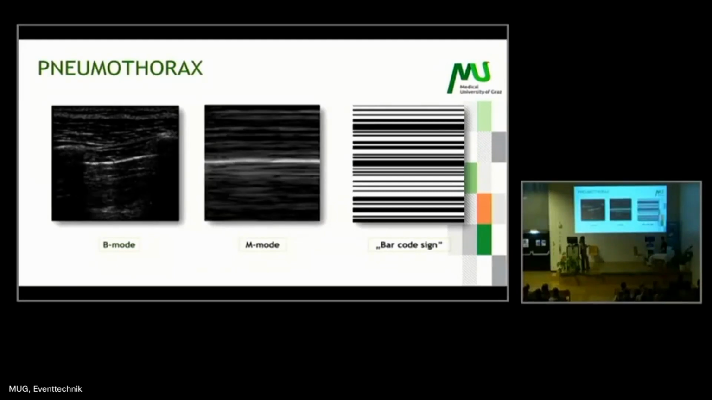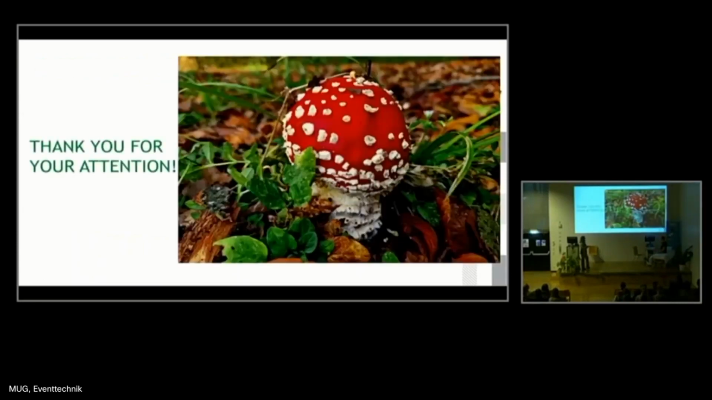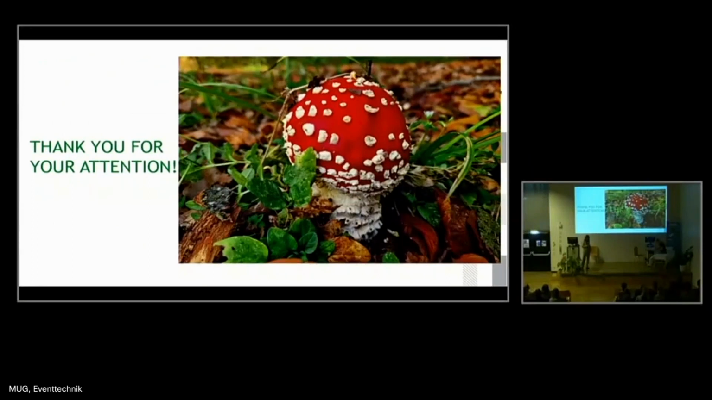Schematized, so B mode, pneumothorax, M mode. That's a static image, but we are doing it in a live version. So we are looking actively, and just schematized, the barcode sign. We are now going to do a live ultrasound examination of the eFAST on my injured patient, and you can look at it.